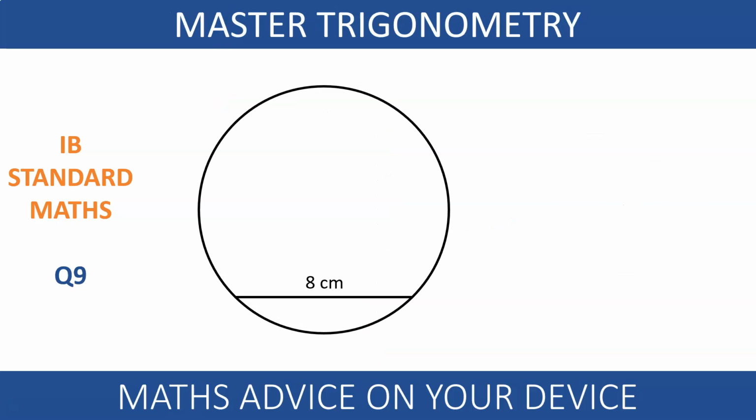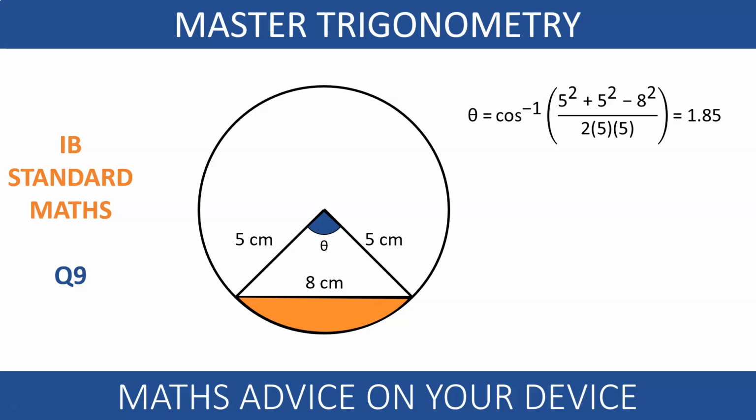This is a 7 marks question. This diagram shows a chord, length 8 centimeters in a circle of radius 5 centimeters. You need to find the shaded area. The angle can be easily obtained using the cosine rule in reverse. Take care of using brackets when appropriate and to set out your calculator in radians.